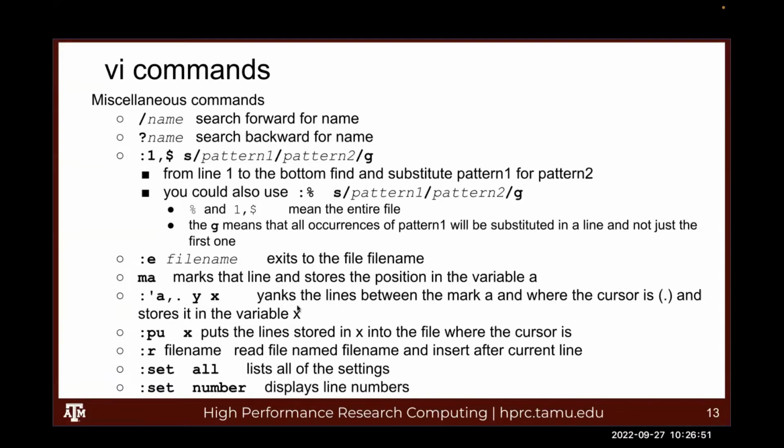:pu will put the lines stored in x into the file where the cursor is. :r will read a file, named filename, and insert it after the current line. :set all will display all your current vi settings, and :set number will display line numbers in your file.